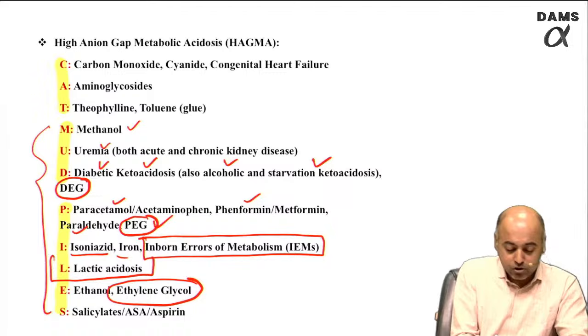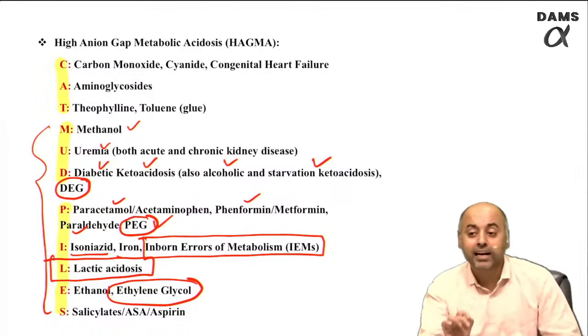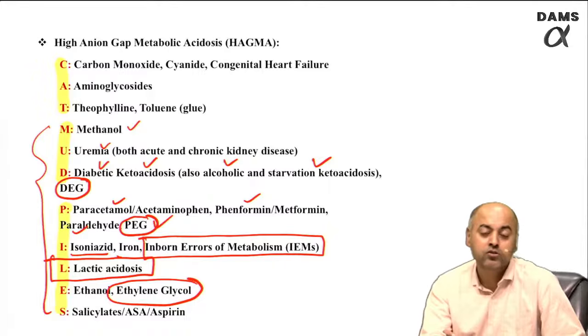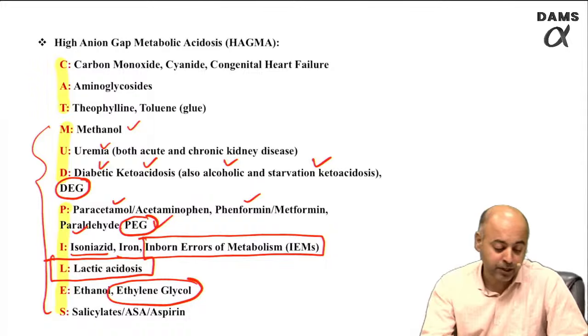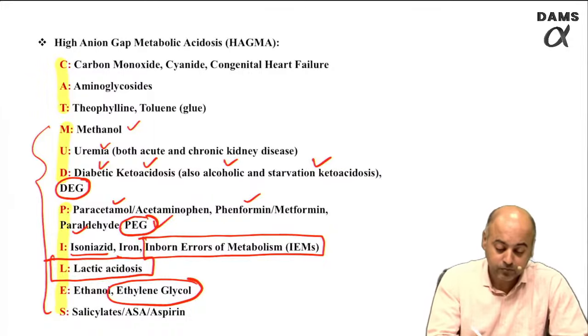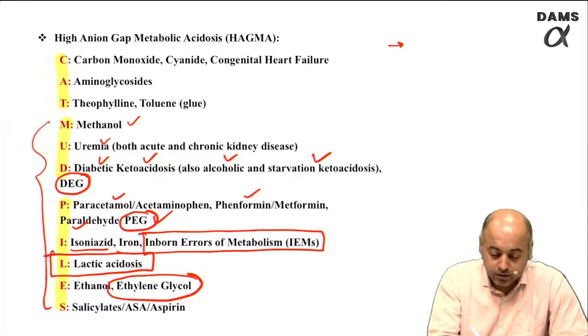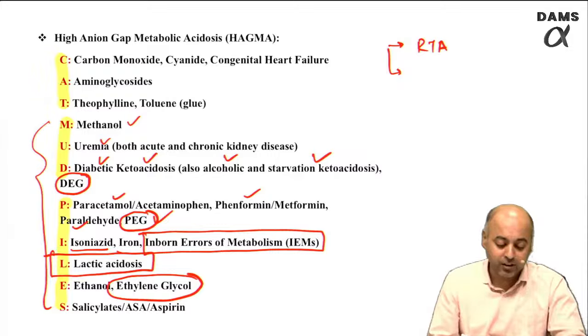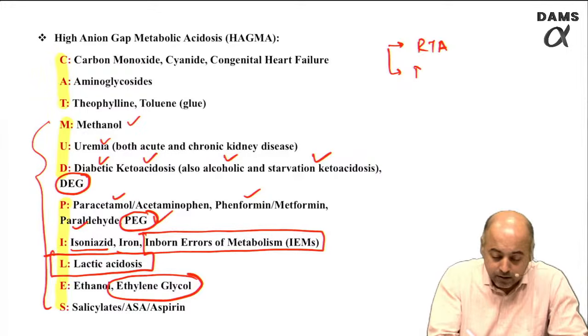Lactic acidosis of any cause is also going to cause the high anion gap metabolic acidosis. Okay, the two conditions, renal tubular acidosis type 1, 2 and 4, and diarrhea.